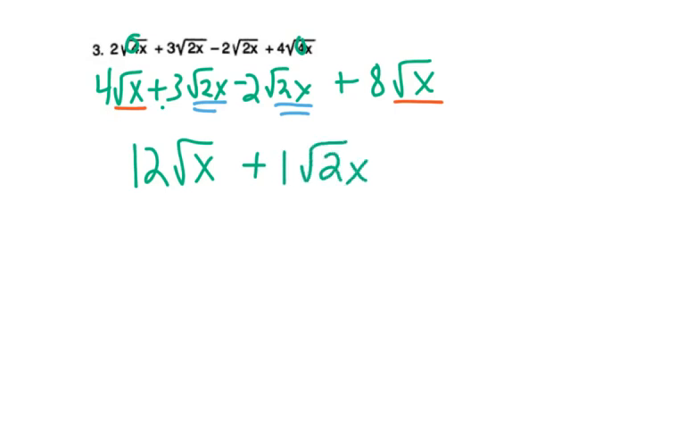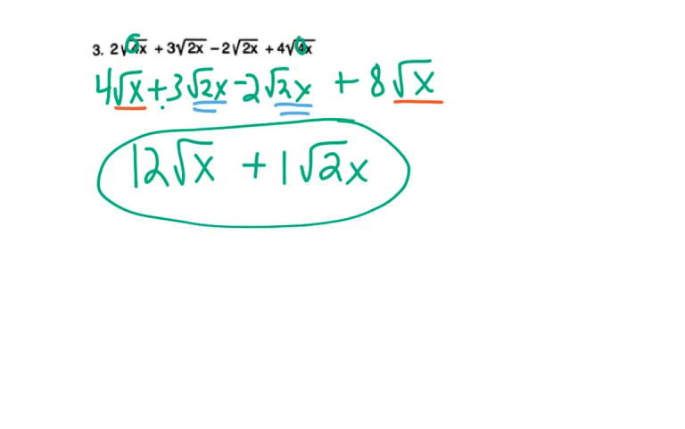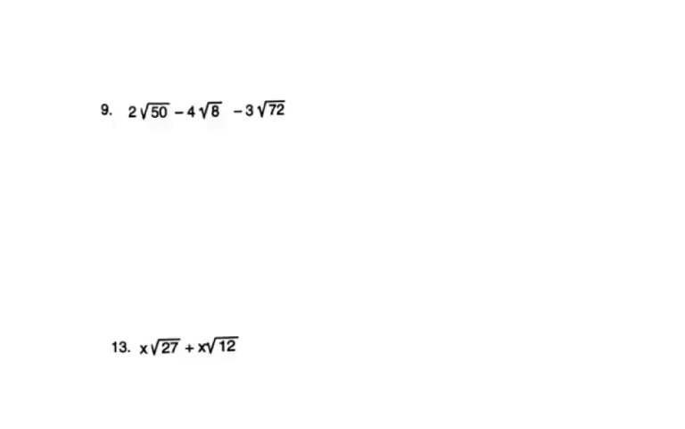Now, this is as far as I can take it because square root of x and square root of 2x are not the same caboose. So this would be your final answer for number 3. Okay, moving on. Let's take a look at number 9.